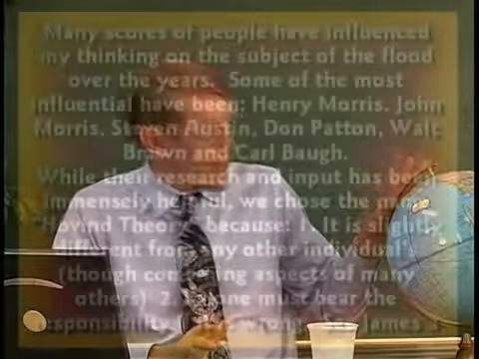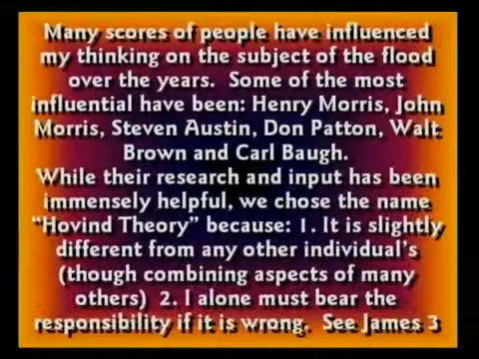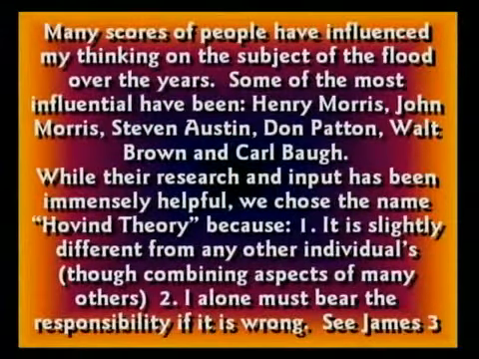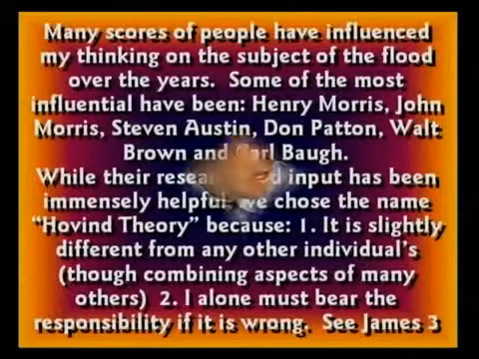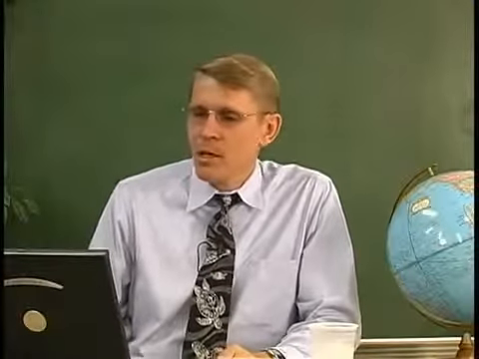I've tried to put together what I think is a coherent theory, and I really like Walt Brown's, even though he disagrees with me on a couple things. I think his hydroplate theory is very logical, reasonable, well laid out. He doesn't explain a couple things, like the giant insects, which I think you have to have a canopy for. I don't see another way to get giant insects.